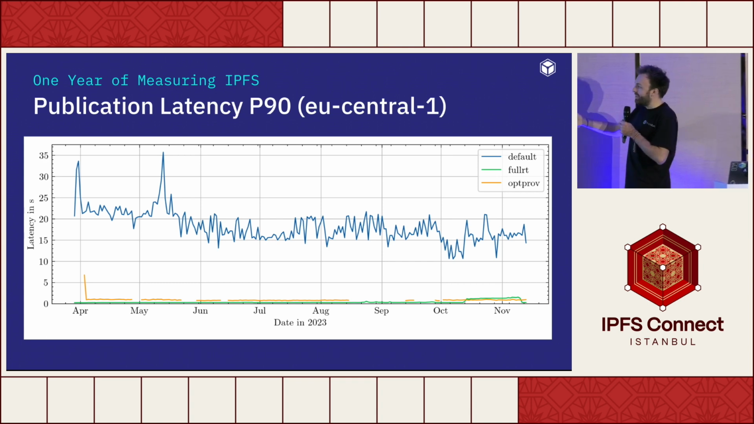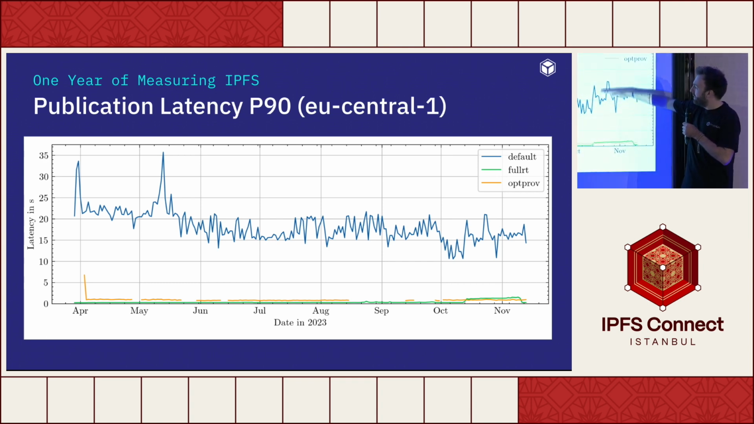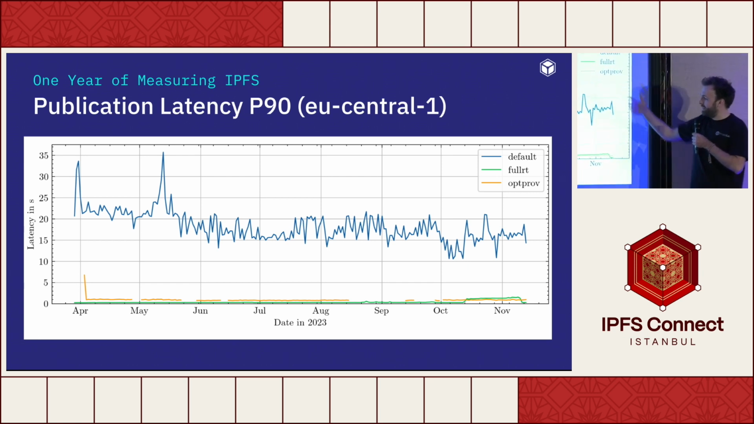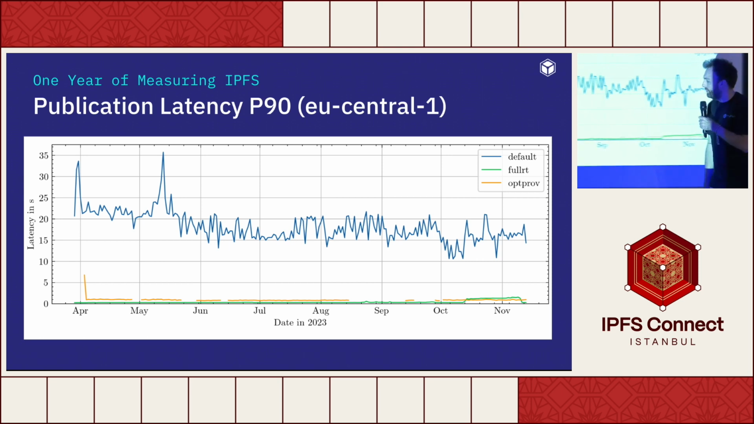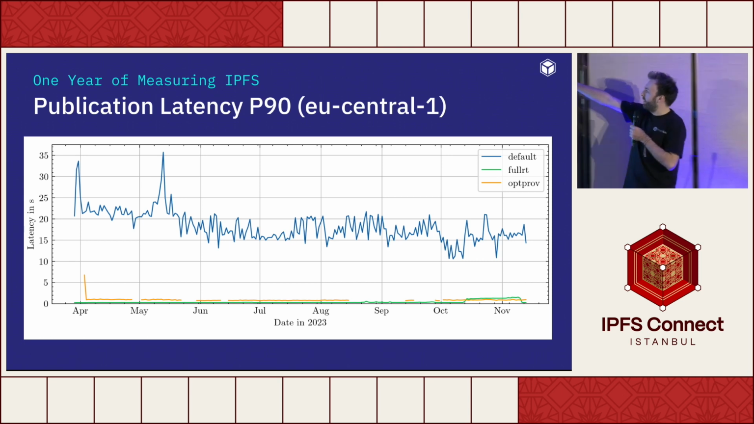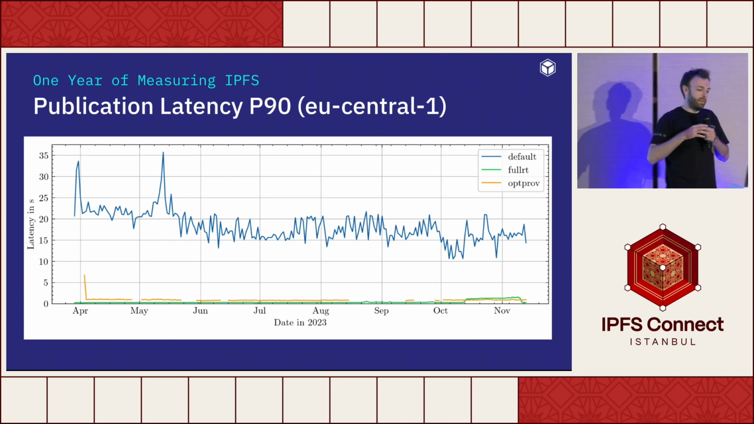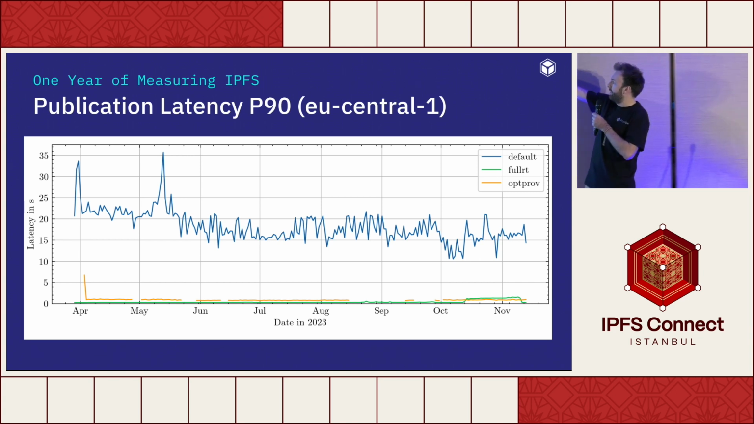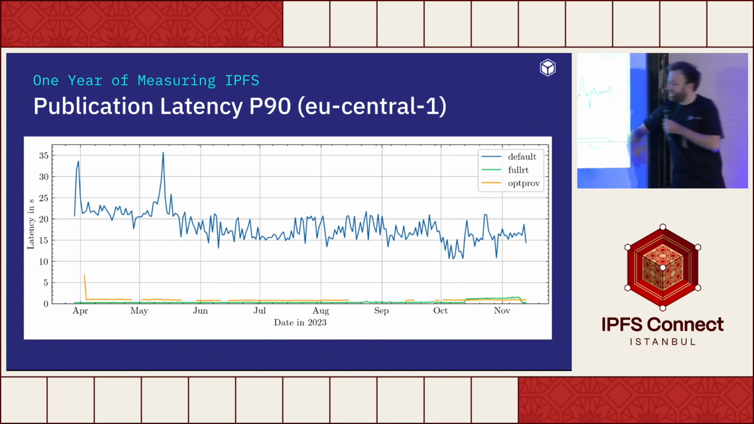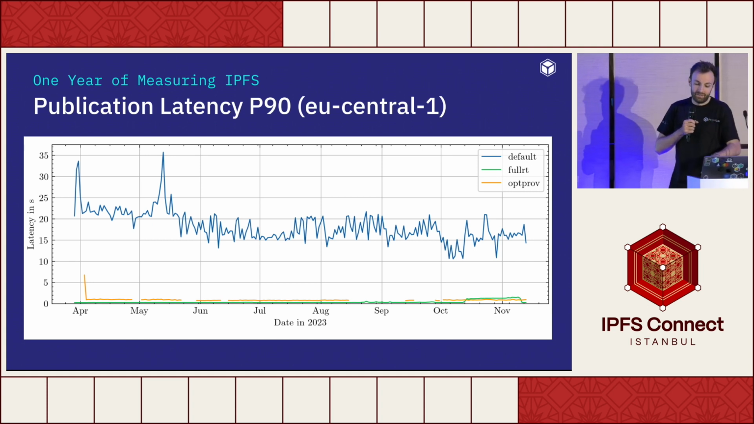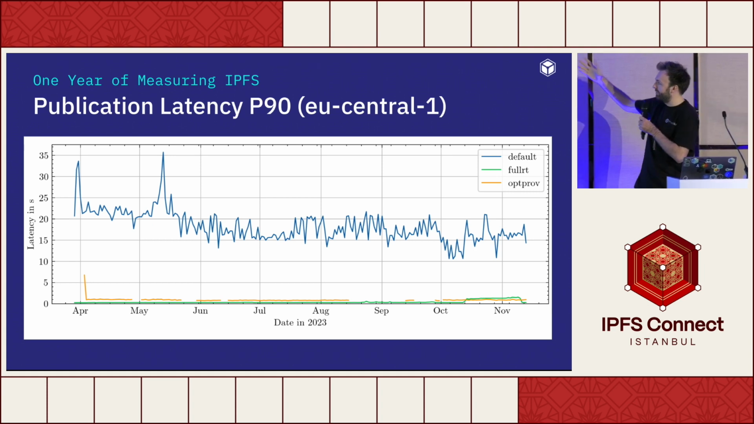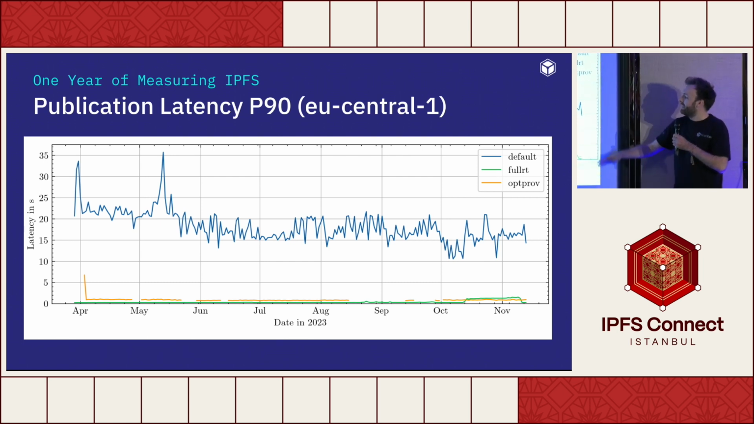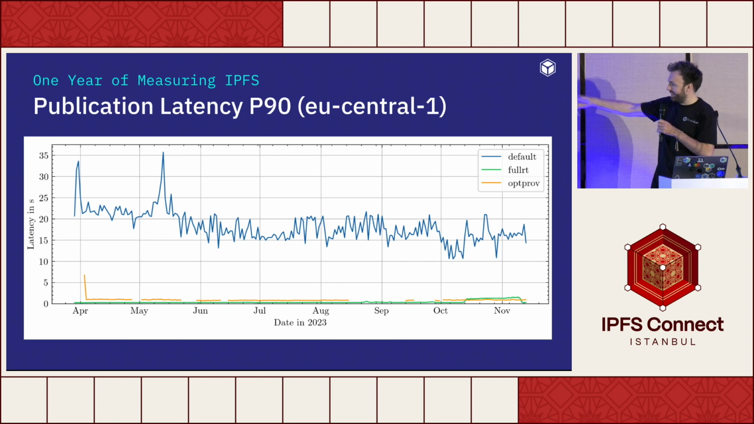Then again, the publication latency is in the order of 15 to 20 seconds in the P90 case from the EU. This optimistic provide algorithm that we've designed at Probe Lab can bring this down to only a few hundred milliseconds. Then there's a third algorithm which trades off excessive resource consumption by crawling the network and having a full routing table. This is this full RT here. It is even faster, but at the trade-off of excessive resource consumption. So depending on your use case, you would rather use one or the other. This optimistic provide is right now still an experimental flag in Kubo, but I think it works really well. And as you can see, the speedup is significant here.